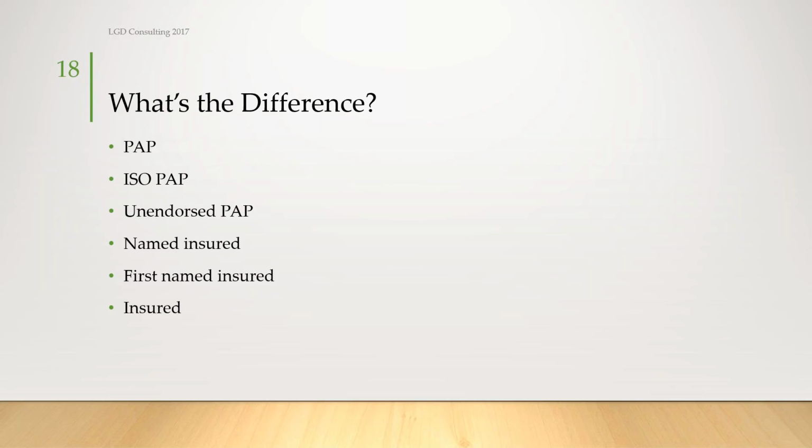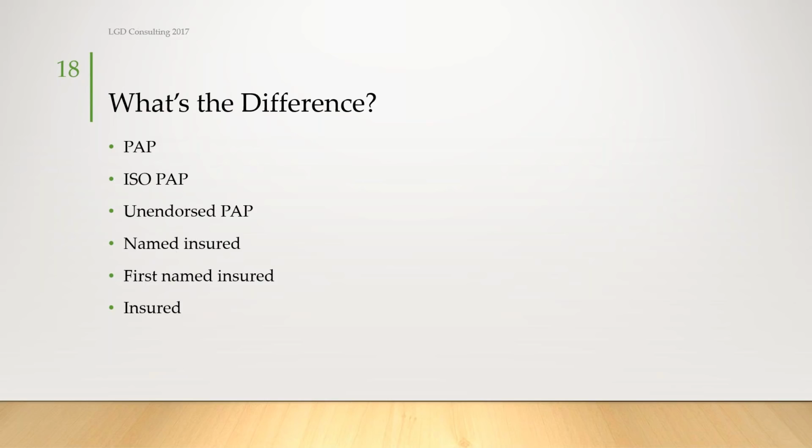The named insured is anyone who's named on the policy. All right. Jack and Jill either own a house or own a car, and they're named insured. So they're covered by the policy. The first named insured is the first one listed on the contract. So Jack and Jill own a house. Jack and Jill are the named insured. Jack is the first one named.